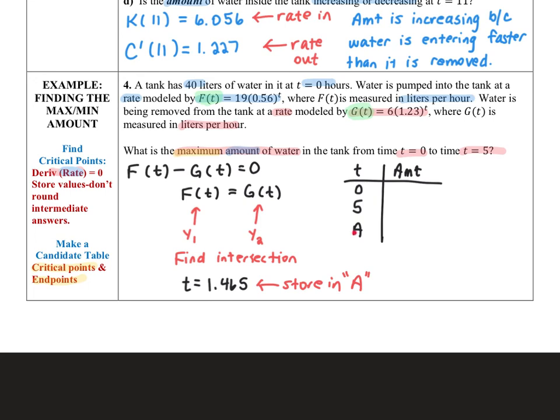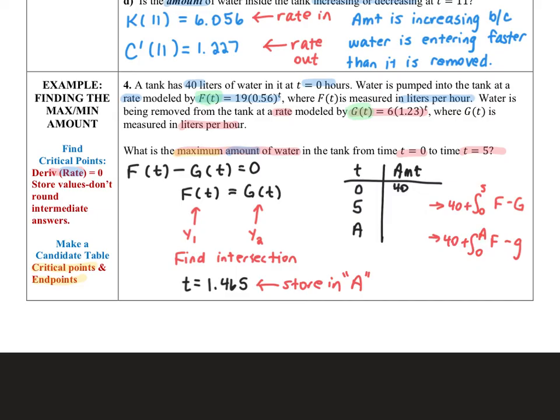What decides which one of these is the maximum is how much water is in the tank at each of these times. I know at t equals 0, the amount of water is 40 liters. For t equals 5 and t equals a, I have to do a little bit more work. Just like I had done previously, the amount of water is going to be represented by what's in there initially, plus the amount added, minus the amount subtracted. Because f and g are rates, I need to do the integral of them to get back to the amount. So this is the calculation for t equals 5, and this is the calculation for t equals a.